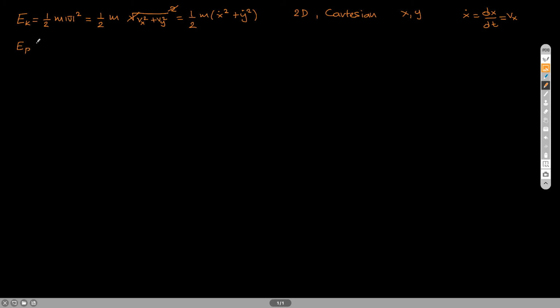Now for the potential energy, the only thing that I will say here is that it depends on x and y. Okay, it does not depend on any velocity, it does not depend on time. I want to see what happens when I use this expression. The equation for the Lagrangian, EK minus EP, and at this point I'm just copying and pasting.